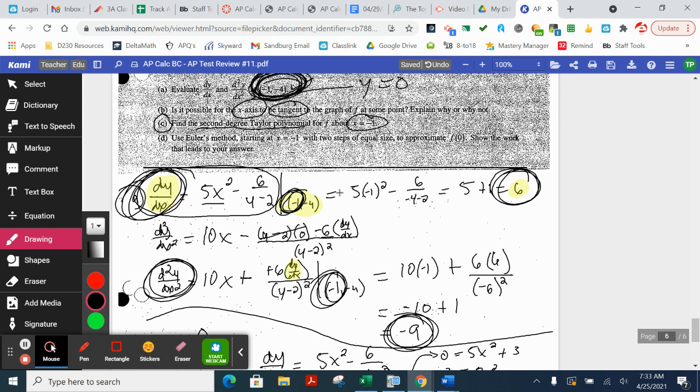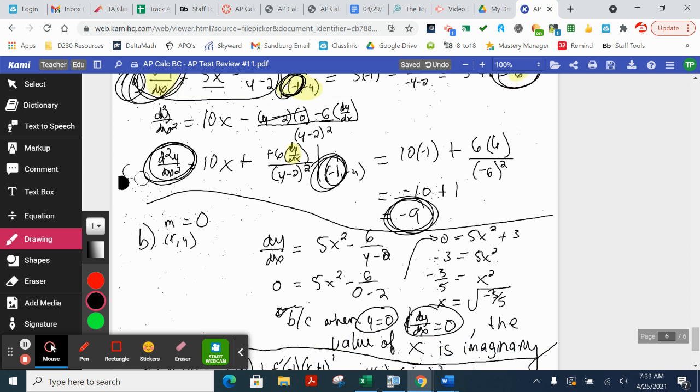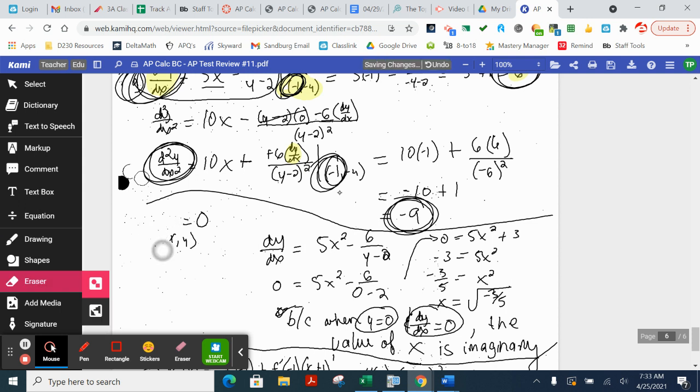Not only that, they then lead you into Euler's method. Throughout all of this, they're combining a bunch of different ideas into one little problem. It says, using Euler's method, starting at x equals negative 1, with 2 steps of equal size, approximate f of 0, and show the work that leads to your answer. I don't have any space here, so I am going to erase a little bit. I want to keep part A because that's going to help us, if I remember correctly.